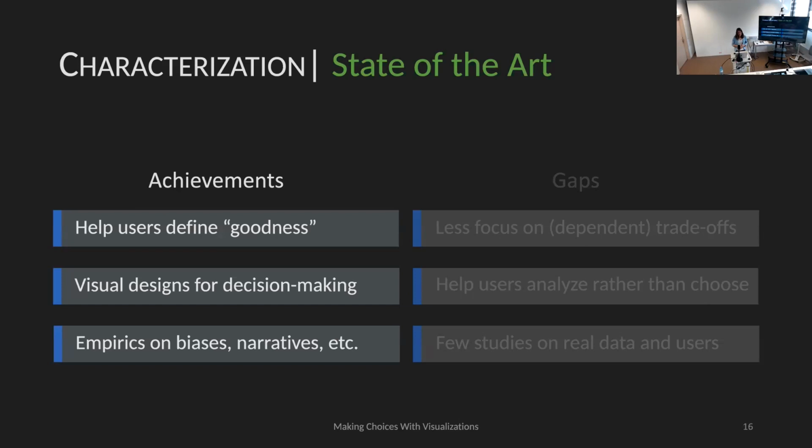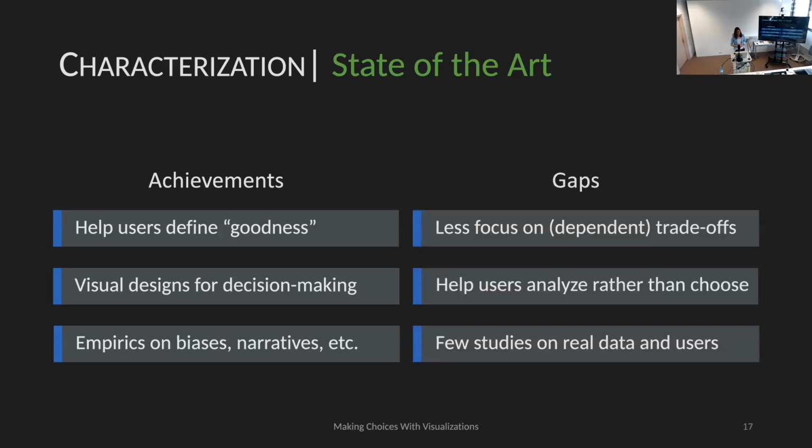And this research has also moved towards empirical investigation of different aspects, like human limitations, so biases, or the role of instructions. And people also started to think about how we can evaluate the effectiveness of a visualization to support choice tasks in particular. However, there are still some research gaps to be filled.